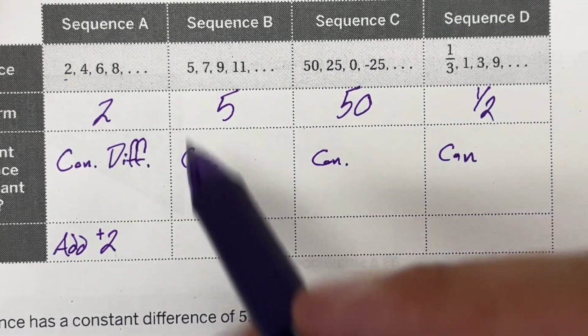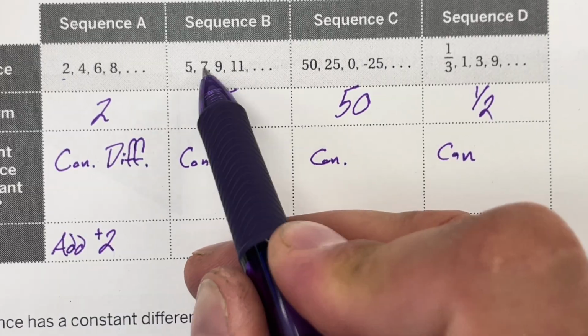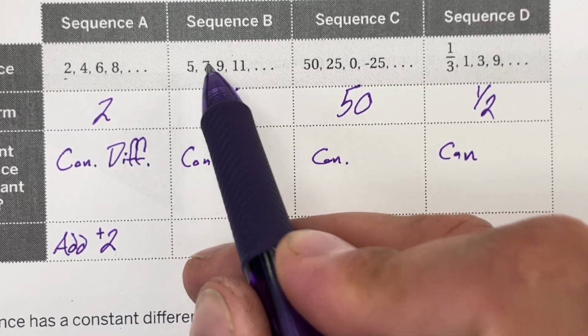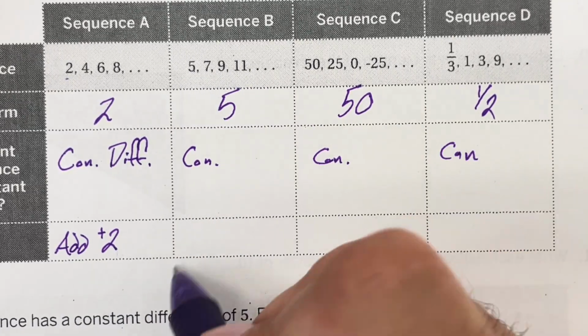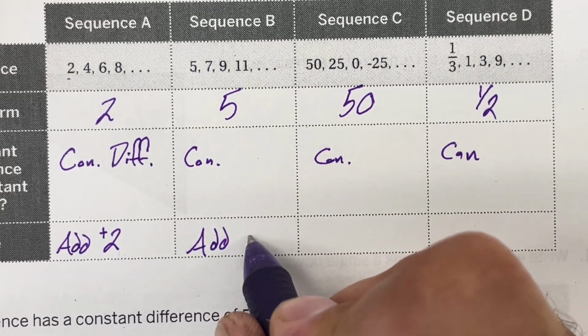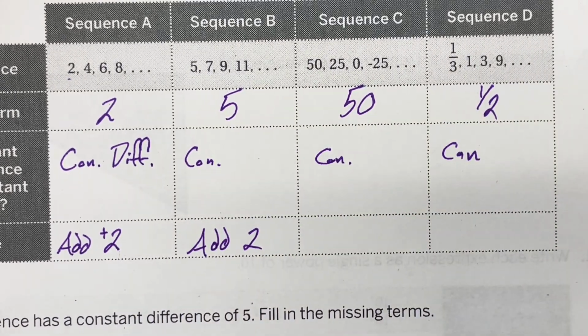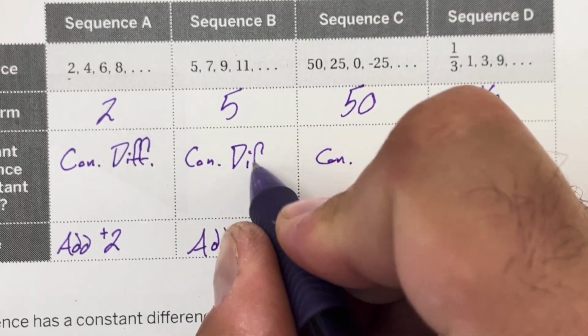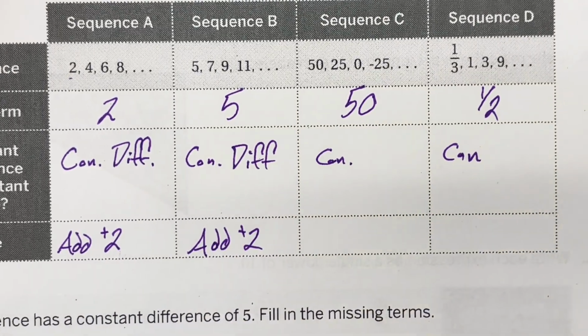Okay. 5, 7, 9, 11. Oh, 5 adds 2 to 7. 7 plus 2 is 9. 9 plus 2 is 11. This is also adding 2 each time. It just has a different starting value. So this is also a constant difference, and it's the same difference of that positive 2 each time.